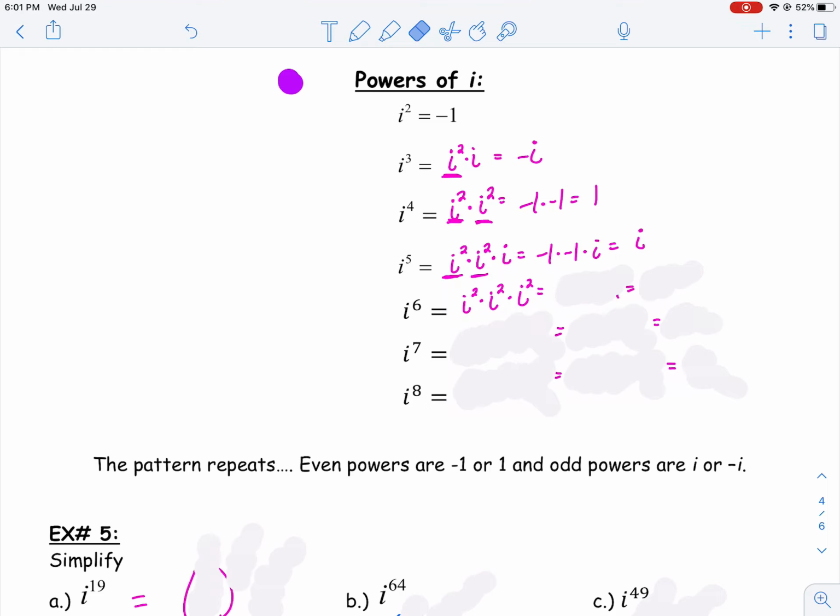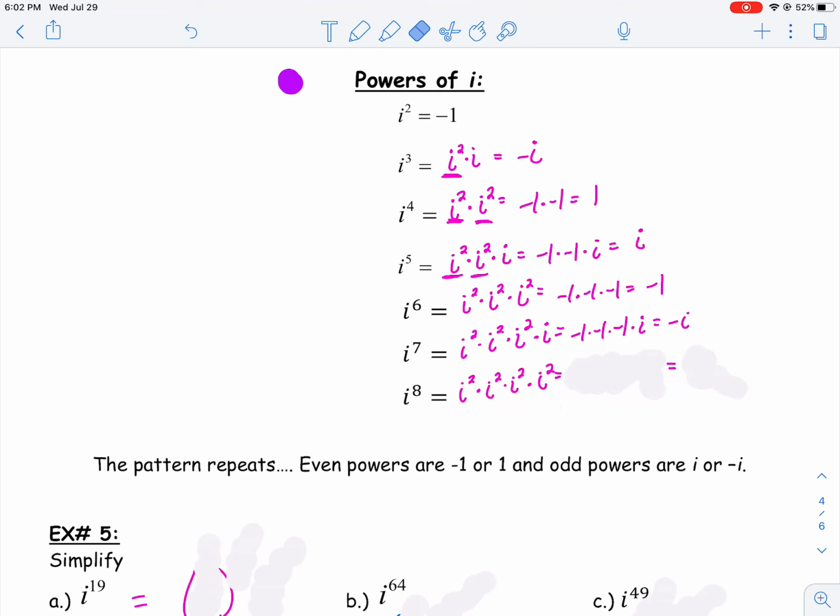i to the 6th is really i squared times i squared times i squared, or 3 i squareds. Well, if i squared is -1, then really I have -1 times -1 times -1, or -1 cubed, right? 3 of them. Well, an odd amount of negative numbers is going to give me a -1. Or i to the 7th is i squared times i squared times i squared, that's 6 of them, but 1 more i to make 7. i squared times i squared times i squared is going to be a -1, and that -1 times i is going to give me a -i.